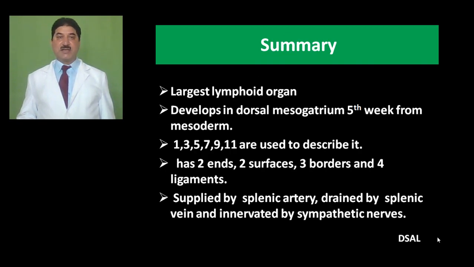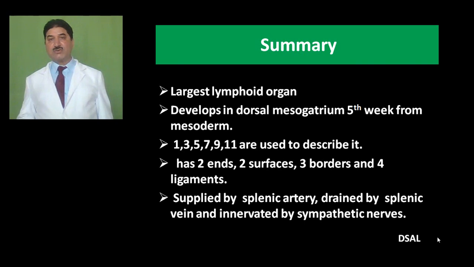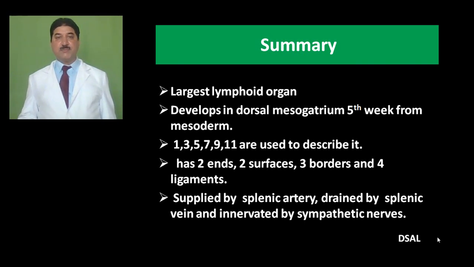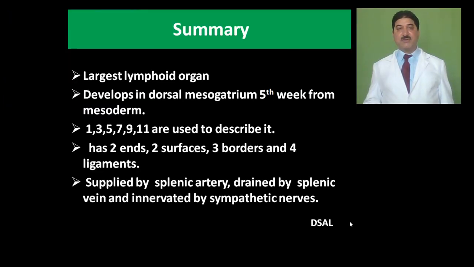I want to summarize my lecture. Spleen is the largest lymphoid organ. It develops in dorsal mesogastrium during 5th week from mesoderm. We can remember the features of spleen by 1, 3, 5, 7, 9, and 11, which are used to describe its features. Spleen has two ends, two surfaces, three borders, and four ligaments. It is supplied by splenic artery, drained by splenic vein, and innervated by sympathetic nerves from L1 to T12.